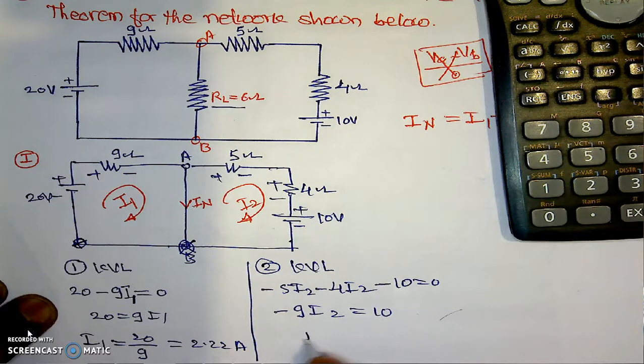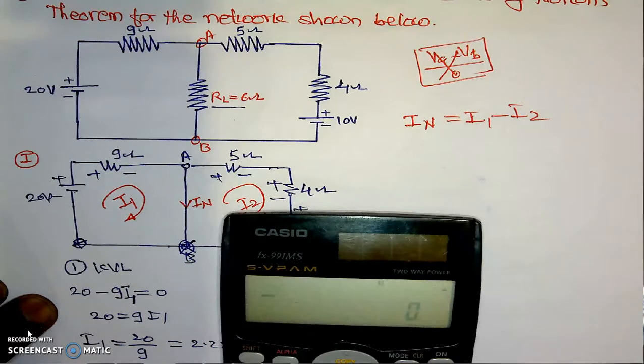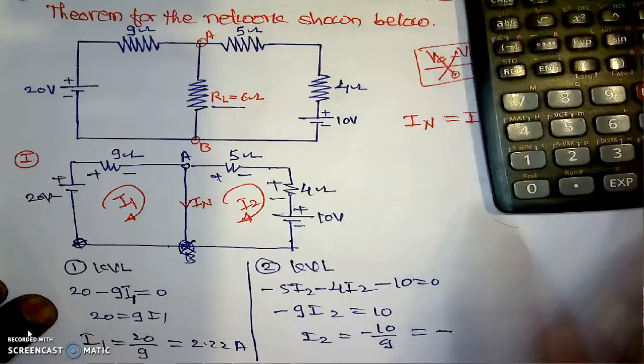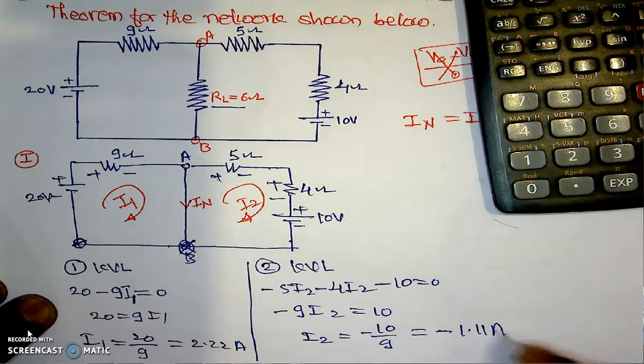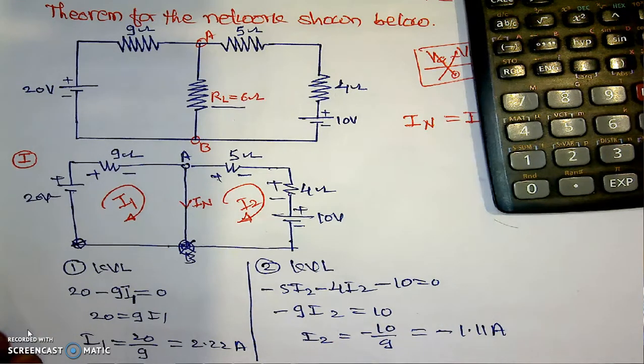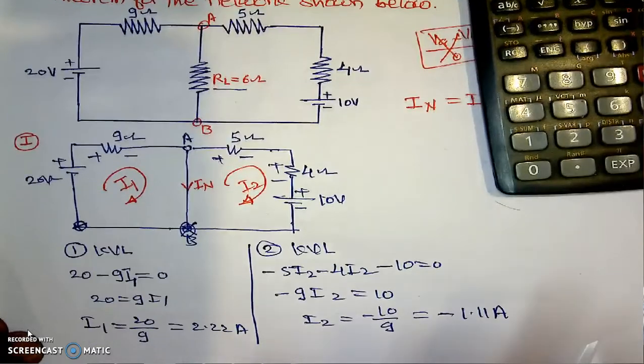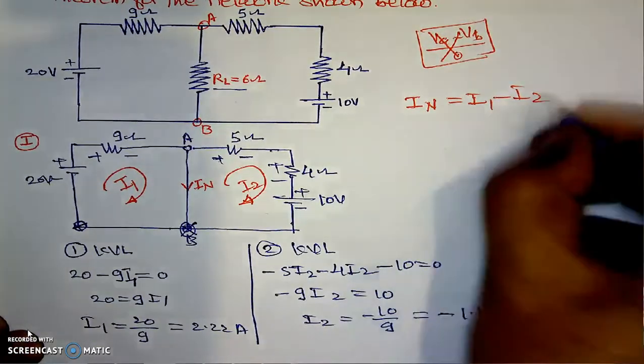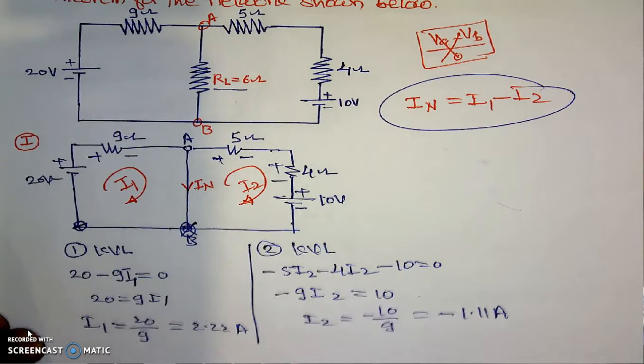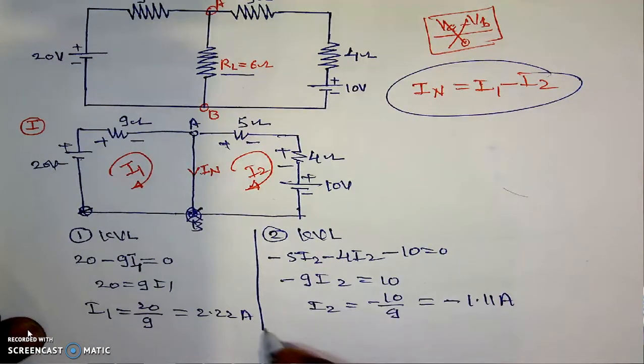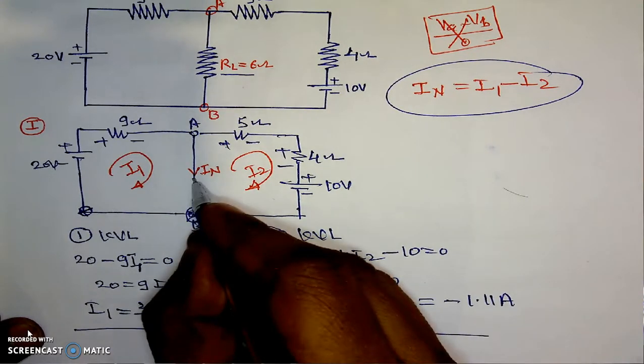That is, I2 is equal to minus 10 divided by 9, which is equal to minus 1.11 amperes. This is I2. Now here, as I discussed in this particular portion, Norton's current in this case is the current in the common branch.